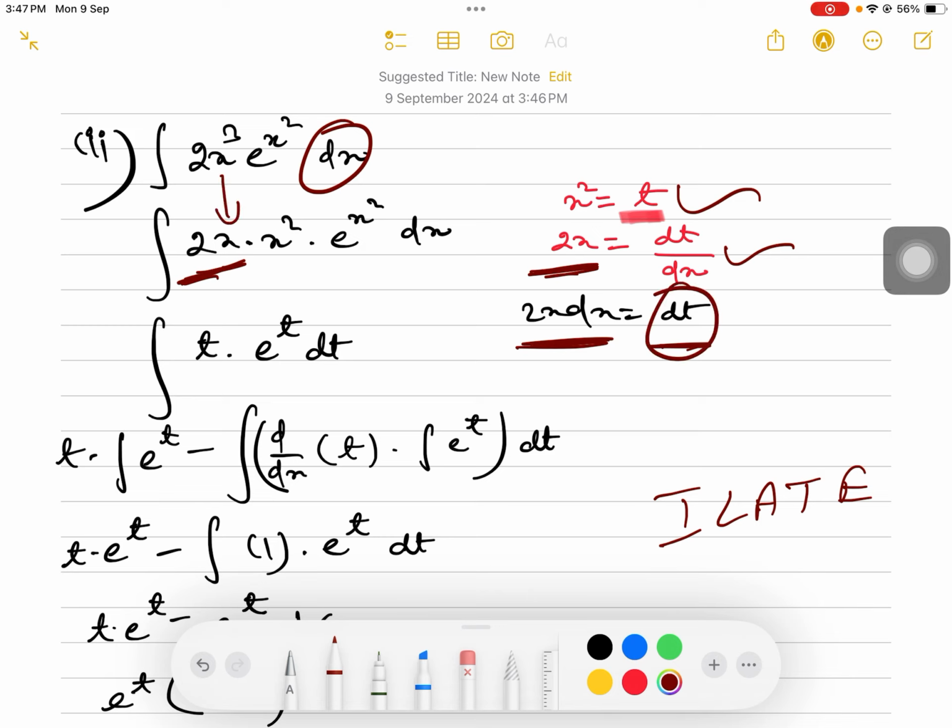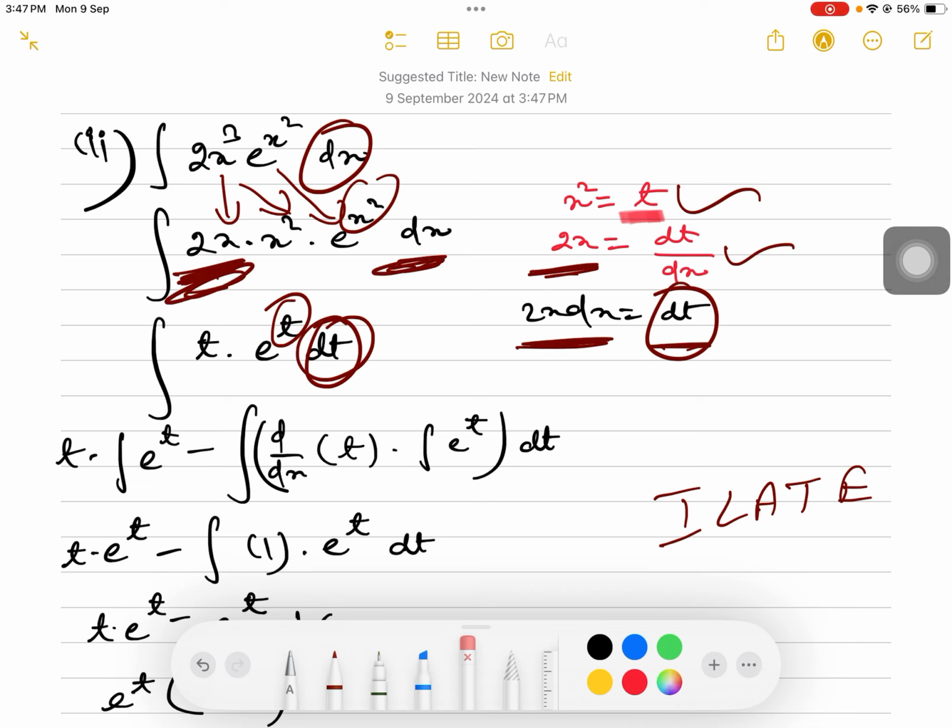From this I took x, so x square is only left, and from this e power x square. So x square means I can write here t. This 2x dx I wrote as dt. Instead of 2x dx I wrote dt, and then e power x square I wrote e power t only. Then what is left? x square only is left. So x square means t only, because I assumed x square as t.